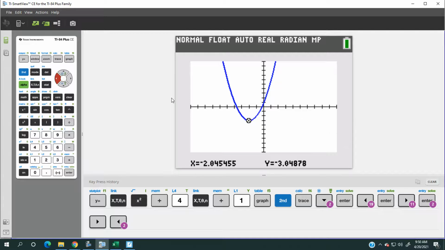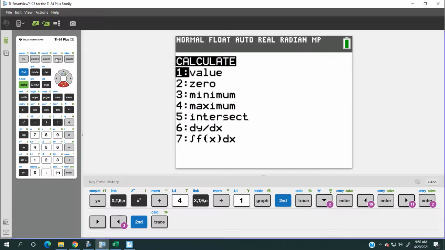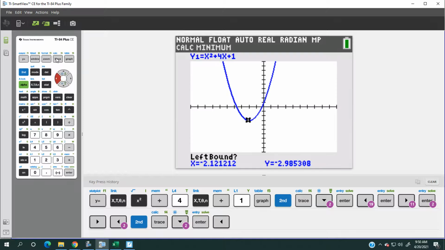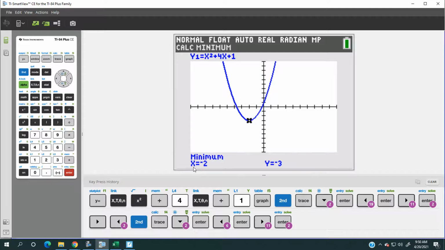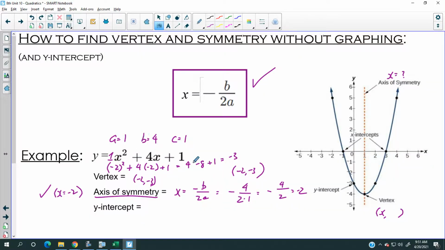I'll show it to you again, just in case you don't believe me. Okay, I know everyone believes me. I just want to have an excuse to show you this. Negative 2, negative 3. There's our minimum, there's our vertex. Negative 2, negative 3. So far, so good.